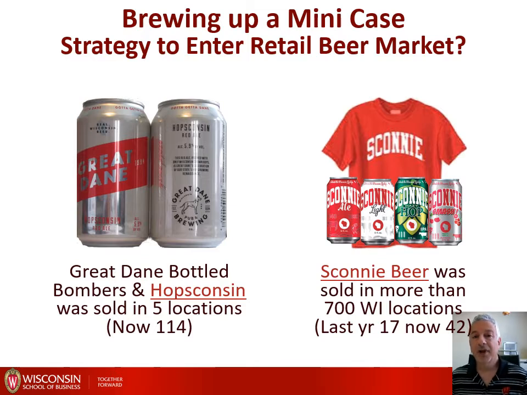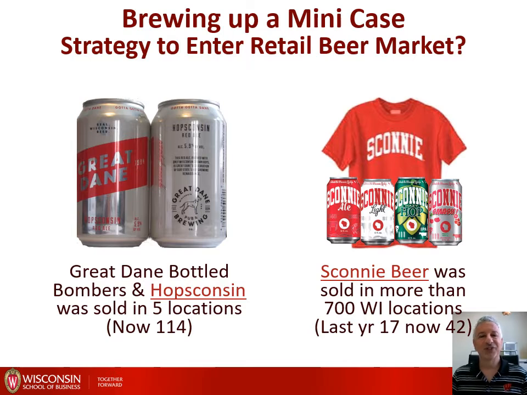So to apply the framework, I'm going to use two mini cases of two different firms that entered the retail beer market at about the same time. But you'll see as we describe their strategies that their strategies are actually quite different, even though they might look similar on some dimensions. So the two firms are Great Dane, which entered the retail beer market a few years back. You may know them from restaurant fame. The second firm is Scani, which is historically a t-shirt company started by Troy Vossler when he lived in the dorm here at UW.